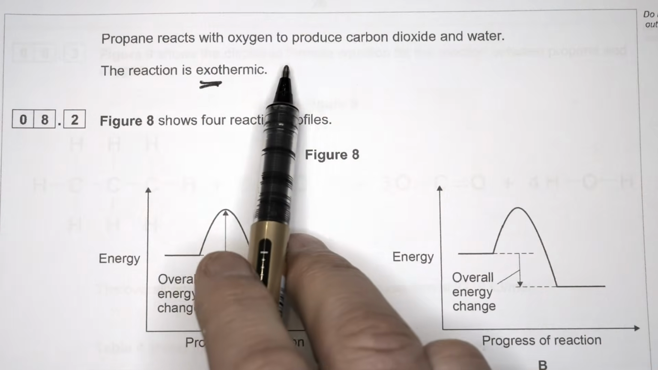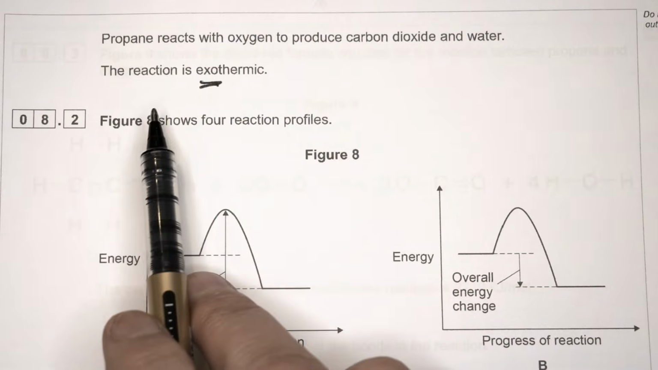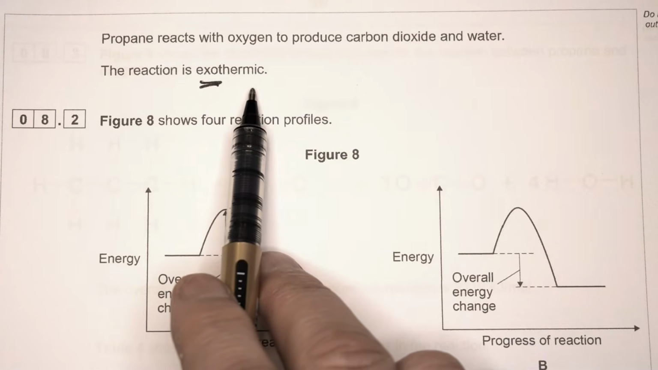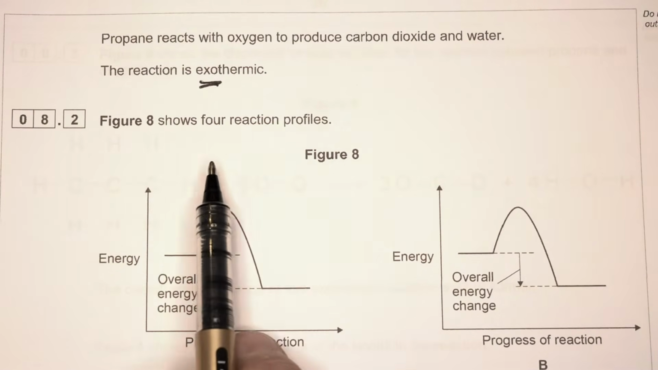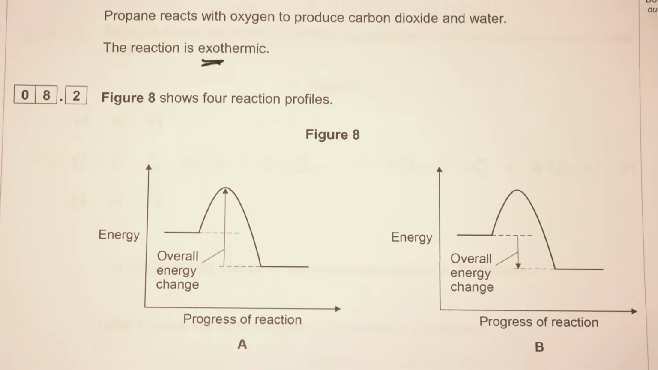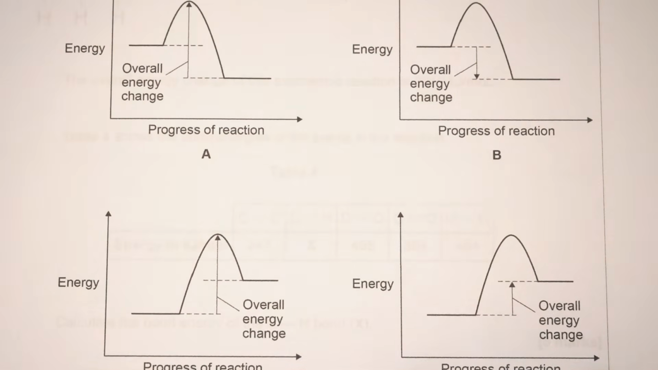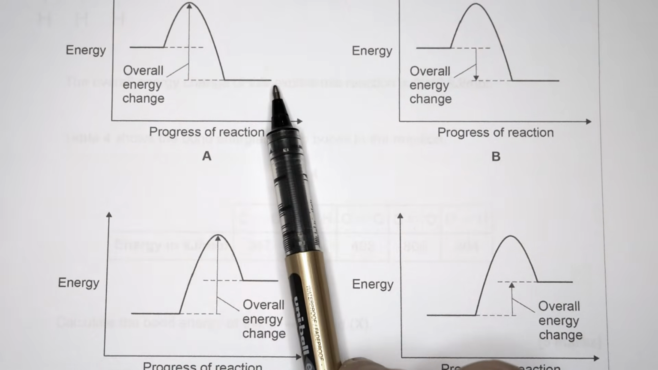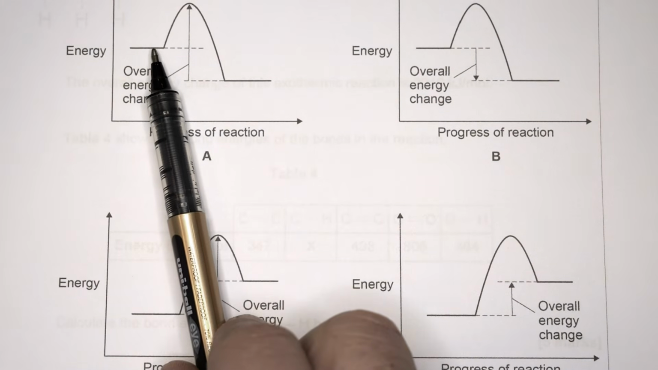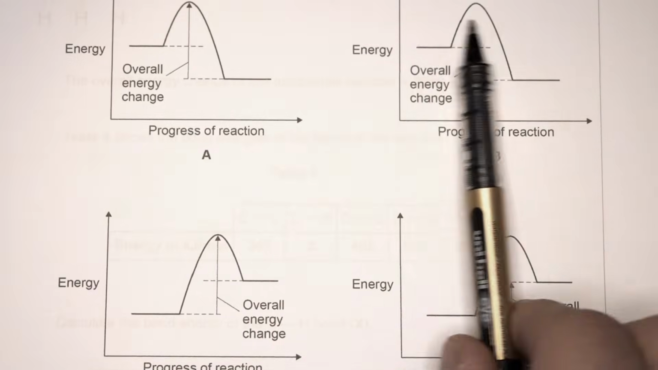Propane reacts with oxygen to produce carbon dioxide and water. The reaction is exothermic. Figure 8 shows 4 reaction profiles, and we need to choose the right profile with the right labels. And if it's an exothermic reaction, we know that energy is being given out to the surroundings, so the energy level of the chemicals is going to go down. So we're looking for ones where the energy level of the products is lower than the energy level of the reactants. So it could be one of these two.